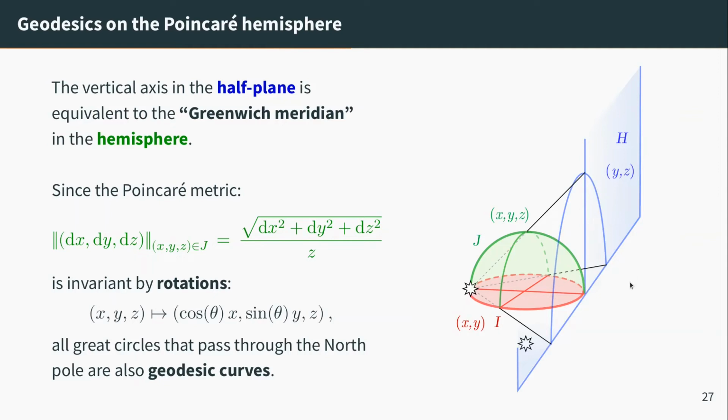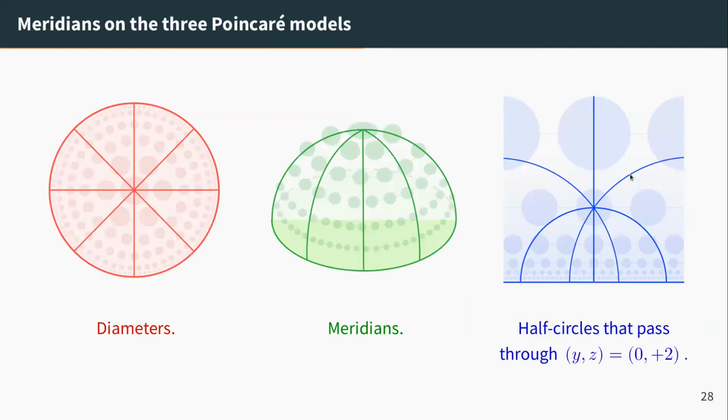having 2 geodesics. And actually, we could do that with any rotation angle, and it would give us loads of geodesics on the hemisphere, loads of geodesics on the disk, and lots of geodesics on the half plane. Okay, and so this is what I display to you here. Just by the invariance of the metric to rotations, you can show that all the diameters of the Poincaré disk are geodesics, and all the meridians of the Poincaré hemisphere are geodesics.